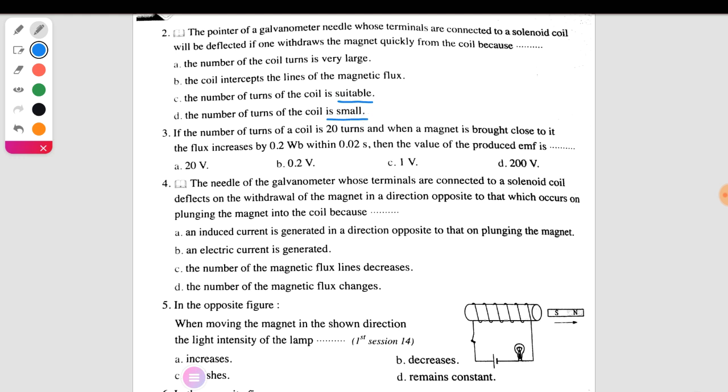Again, the pointer of the galvanometer needle whose terminals are connected with the solenoid. This is the solenoid. Its terminals are connected with the moving coil galvanometer, which has zero centered. This is called zero. The pointer of the moving coil galvanometer.